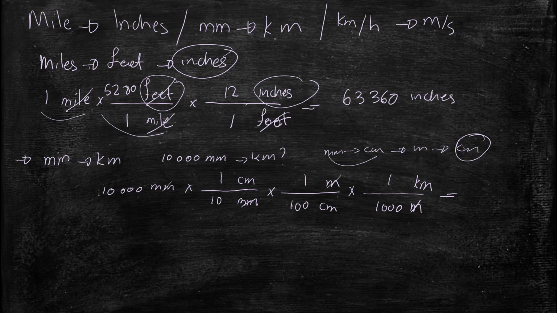Then once I multiply all of these together, 2 of the zeros are going to cancel out 2 of the zeros, and then 10 divided by 1,000, I will have 0.01 kilometers. Good. So for the next example, I'm going to move on to kilometers per hour.